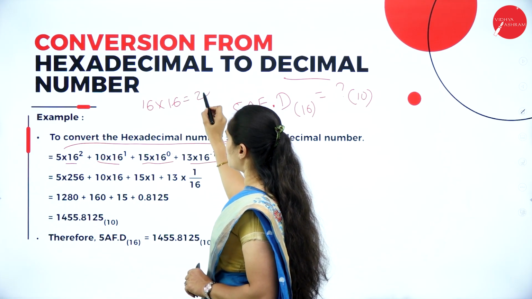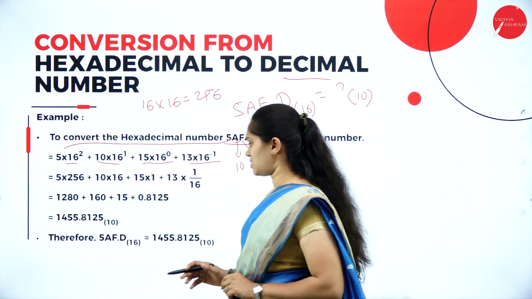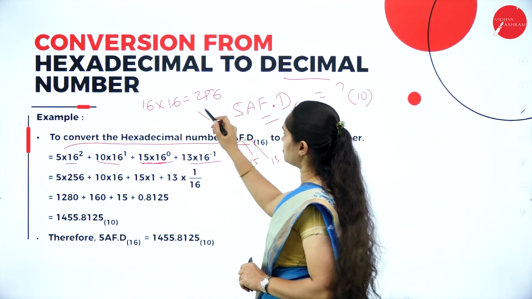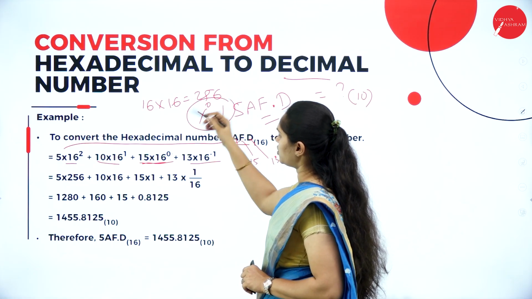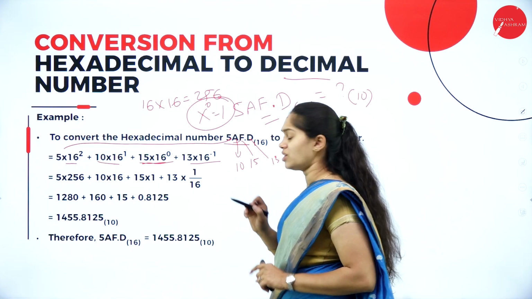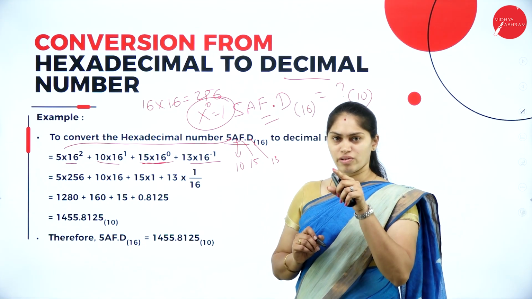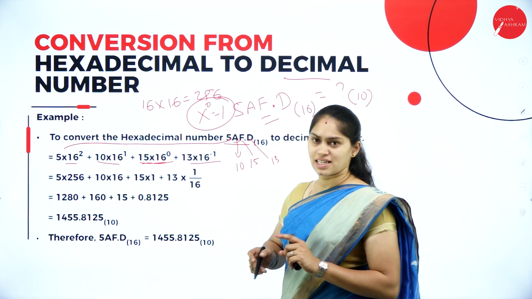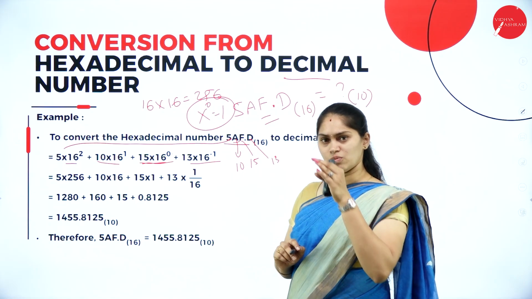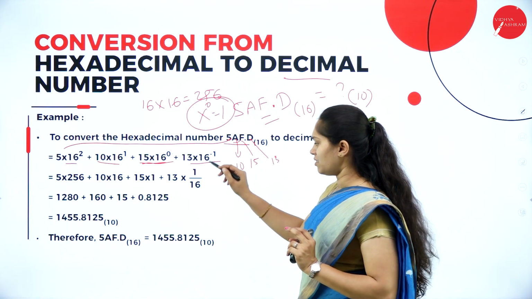It will become 256, plus 10 into 16 power 1, which is 16 itself. Then 15 into 16 power 0. Any number with power 0 is always equal to 1. That's why 15 into 1, plus 13 into, how are we supposed to write the negative weightage here? If it is 16 power -1, then 1 by 16. If it is 16 power -2, then 1 by 256, since 16 into 16 is 256. In that way you have to write.